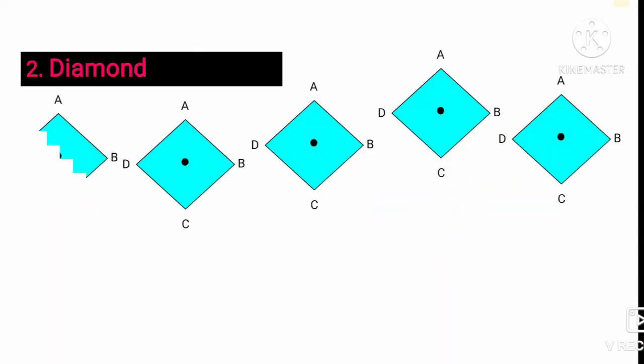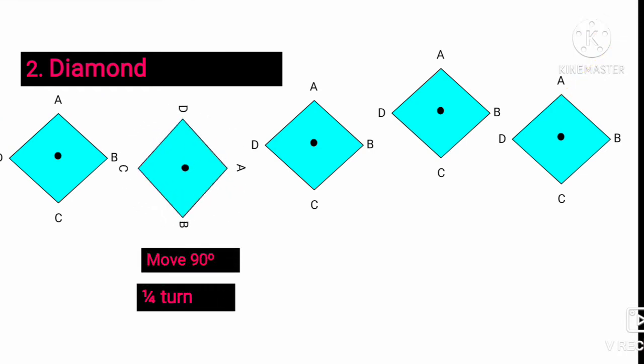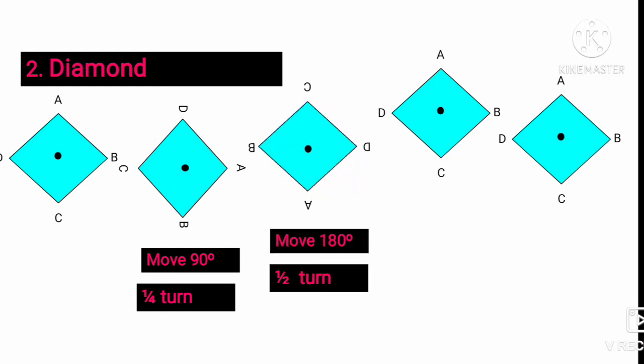We have here the shape of a diamond. Diamond A, B, C, and D. What if we move 90 degrees? Look, A moves here. We call it 1 out of 4 turn. What about if it moves again, 180 degrees? So A moves here. We call it 2 out of 4 turn, or we can call it half, 1 out of 2 turn.